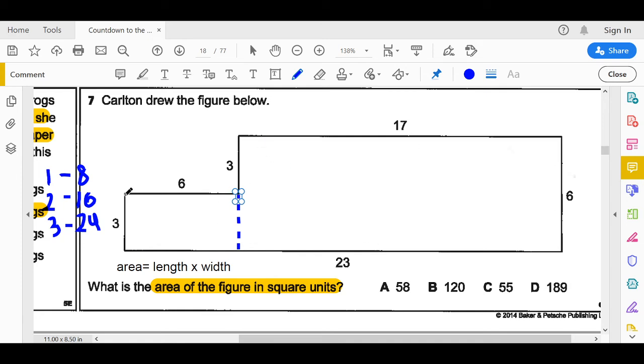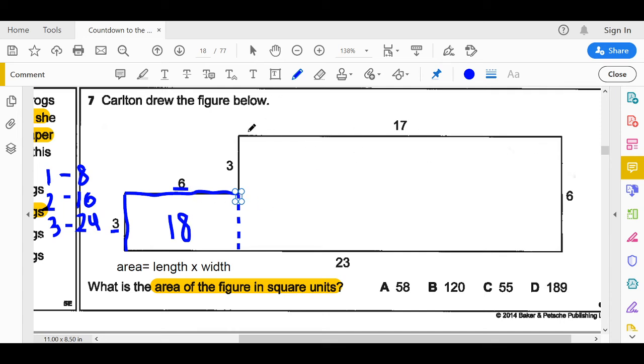We know that this side right here is 3. And this side right here, that's 6. What is 3 times 6? So we just count by 3 or count by 6, and that should be 18. So the area of this smaller rectangle is 18.